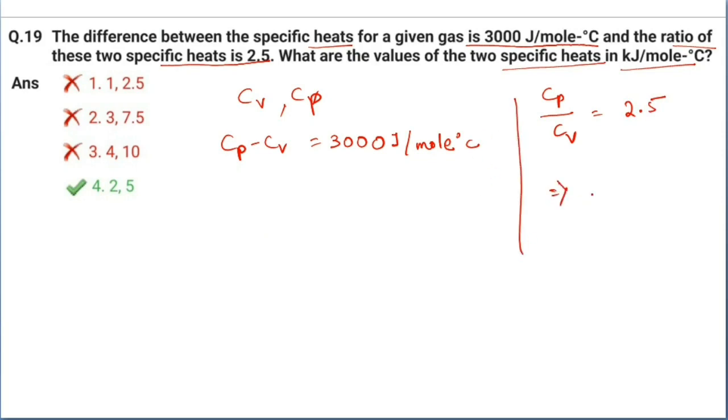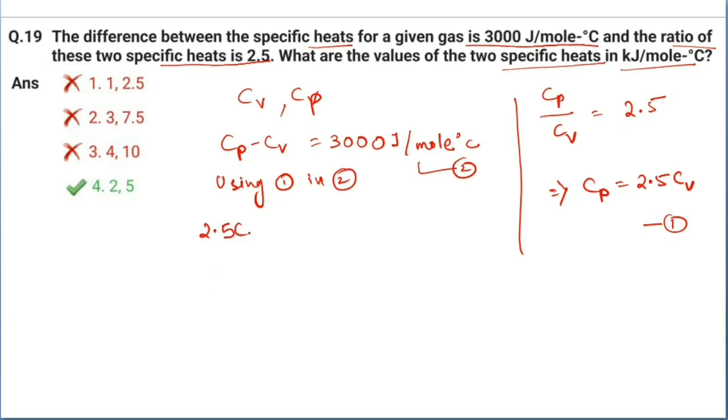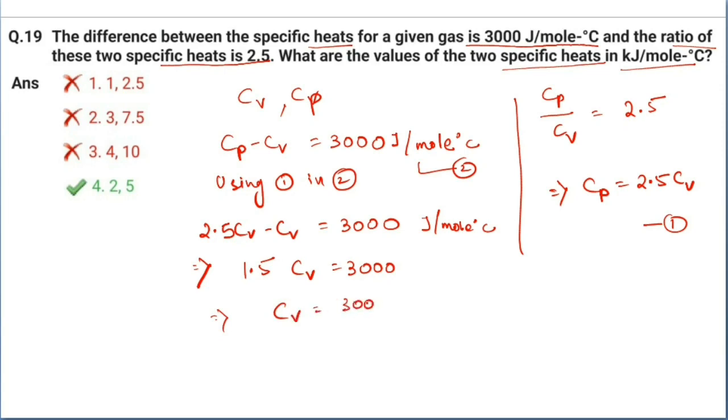From this we can write Cp is equal to 2.5 Cv. If we put this equation 1 in equation 2, then using 1 in 2, in place of Cp we can write 2.5 Cv minus Cv is equal to 3000 joule per mole degree Celsius. Then 2.5 minus 1, that is 1.5, Cv is equal to 3000. Then Cv is equal to 3000 by 1.5, which is 2000 joule per mole degree Celsius. Okay, then Cv is this.